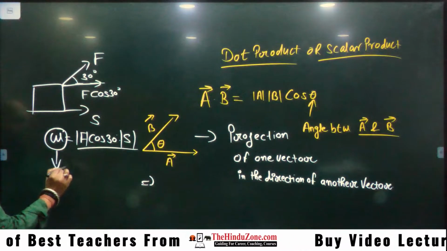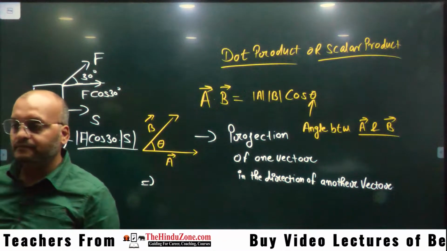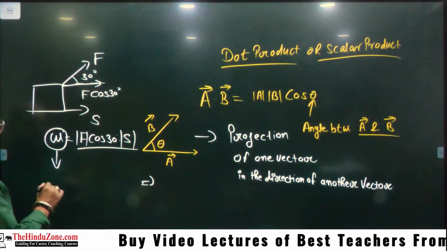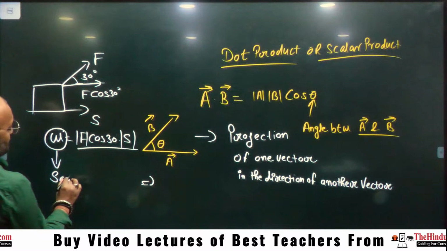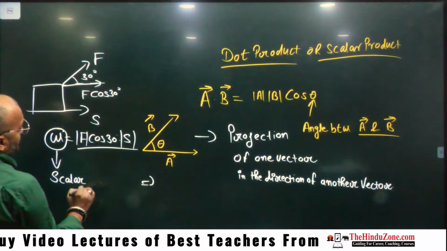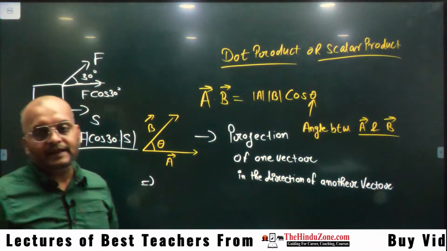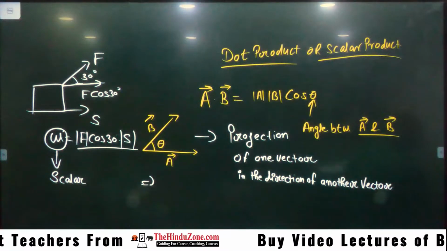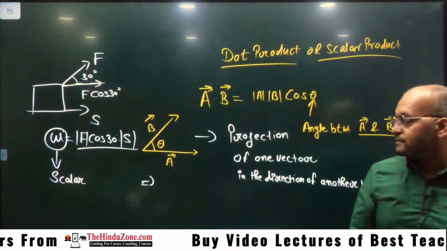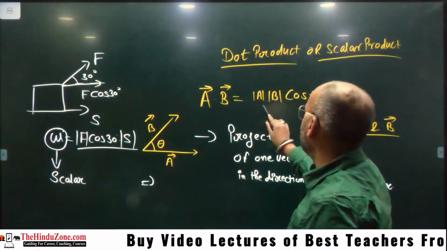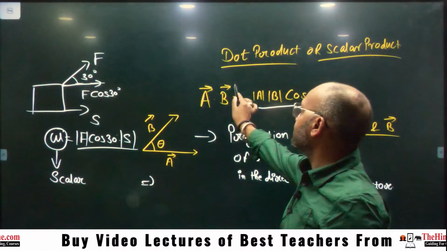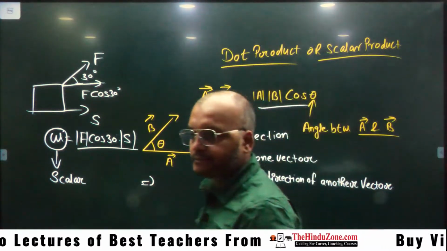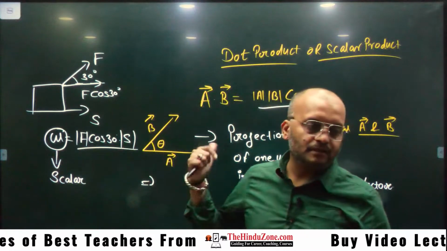Goranshi, what type of quantity is work? Sir, vector quantity. Work is a scalar quantity. Yeah, it is a scalar quantity. It does not depend on the direction. It has no direction. So whenever you are going to take the dot product of two quantities, you are going to obtain a scalar quantity. Please note this much.